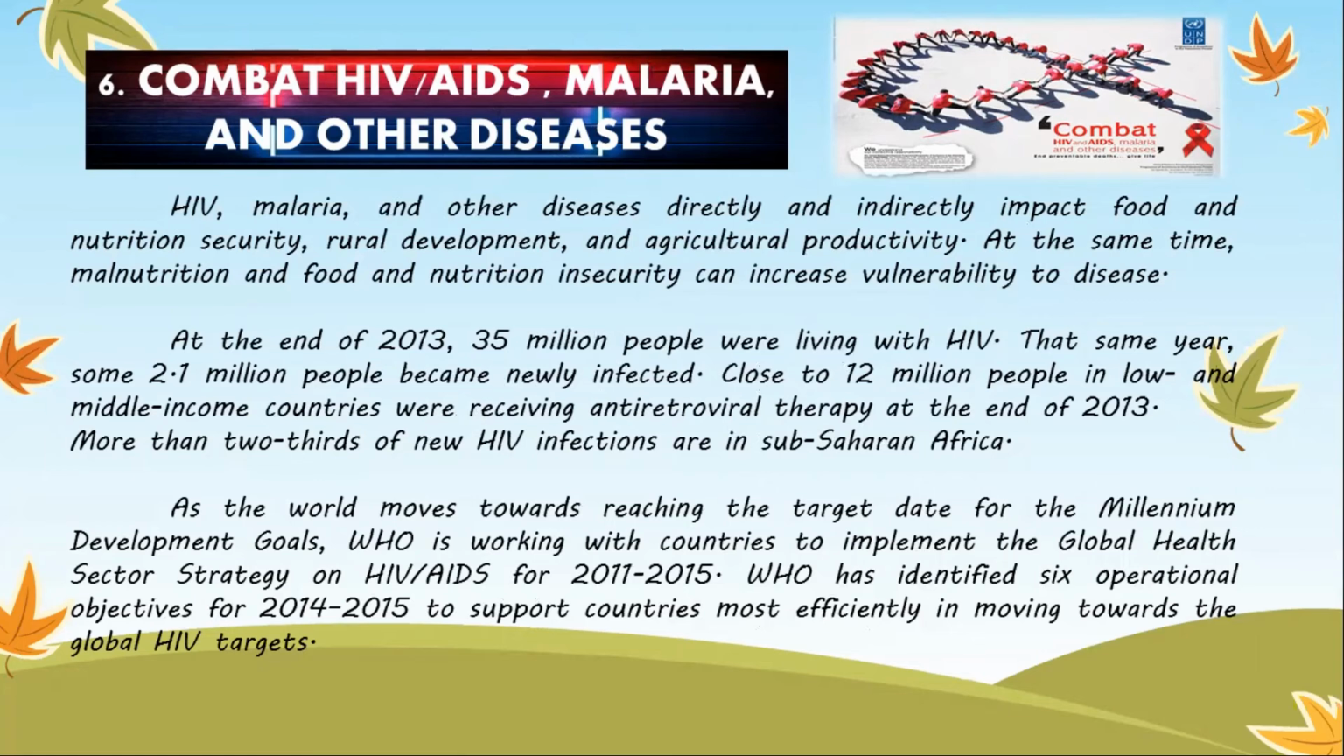Close to 12 million people in low and middle income countries were receiving antiretroviral therapy at the end of 2013. More than two-thirds of new HIV infections are in Sub-Saharan Africa. As the world moves towards the target date for the Millennium Development Goals, the World Health Organization is working with countries to implement the global health sector strategy on HIV and AIDS for 2011 to 2015. The World Health Organization has identified 6 operational objectives for 2014 to 2015 to support countries most efficiently in moving towards the global HIV targets.